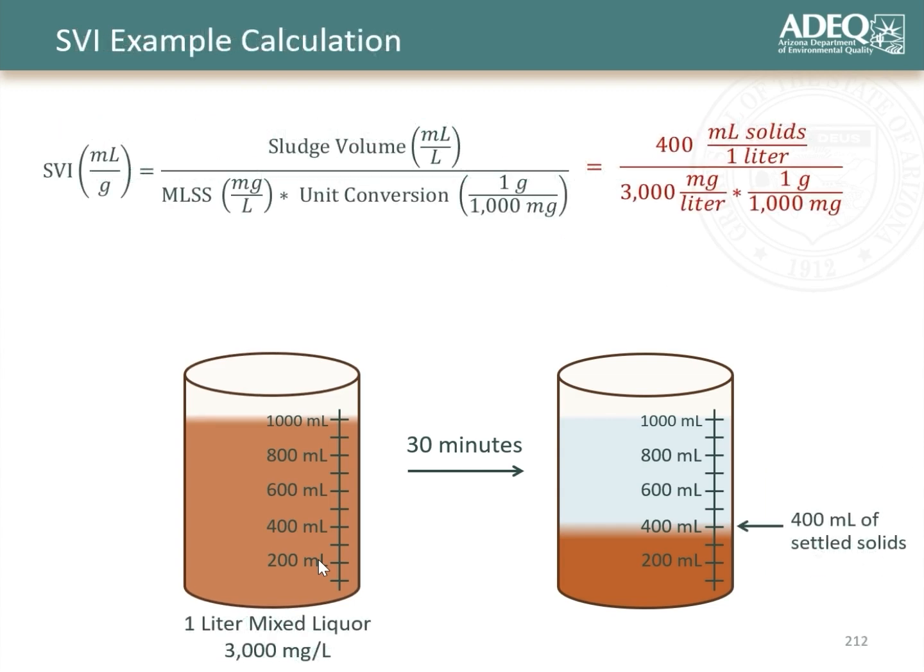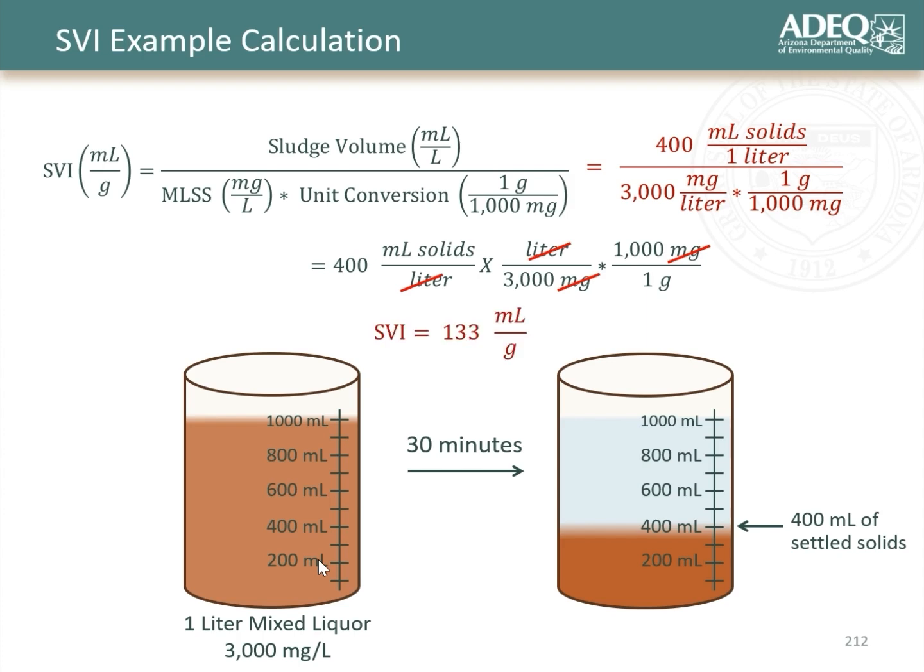So in this example, in which we had an initial mixed liquor suspended solids concentration of 3,000 milligrams per liter, and our sludge volume is 400 milliliters in 1 liter in this example here, we take 400 divided by 3,000 times 1 over 1,000. In this situation, the liter units cancel out, the milligrams cancel out. We're left with milliliters of solids per gram of solids. And that works out to be 133 milliliters per gram.